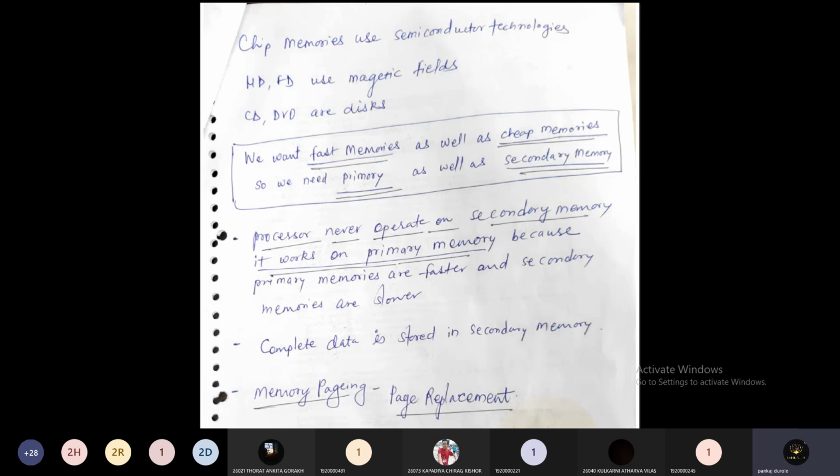Now I'm answering your question: why are so many memories available in the computer system, right? Whatever thought may come to your mind, that why my computer does not have only secondary memory, why my computer does not have only primary memory, right? So this is the scenario the user is expecting, right? Processor never operates on secondary memory. It works on primary memory, because primary memories are faster and secondary memories are slower. Complete data is stored on the secondary memory, right?